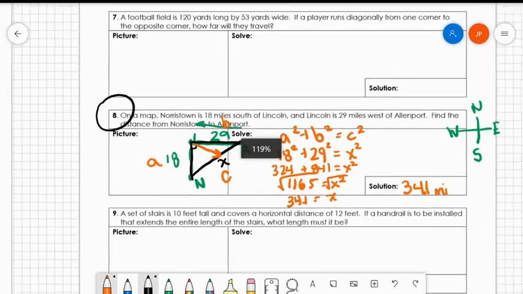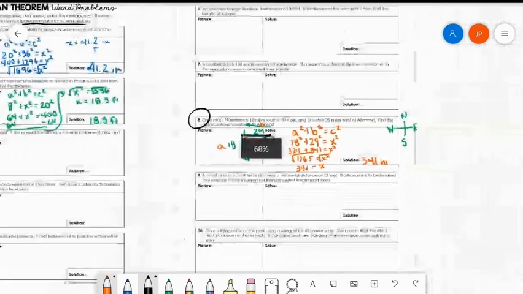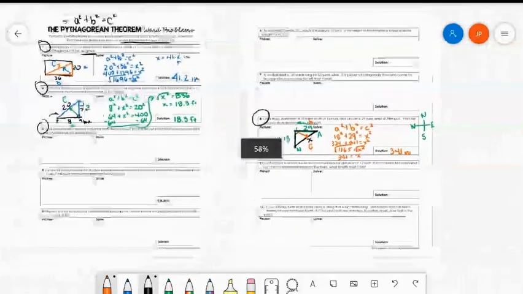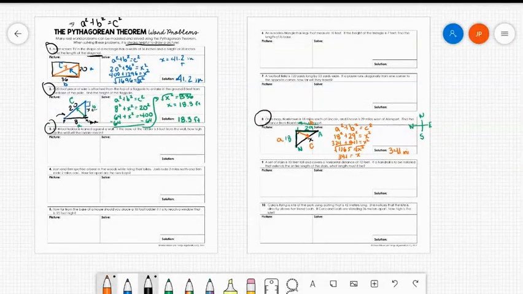So I want you to try the rest of these. Remember, for all of them you've got to make a picture and kind of visualize exactly what's going on, and then we'll come back together.